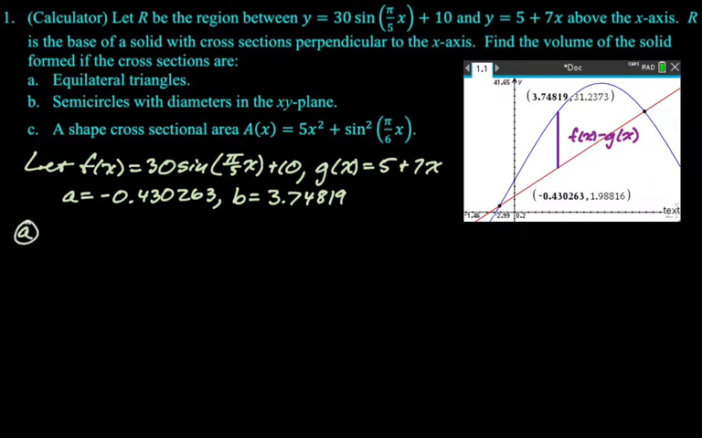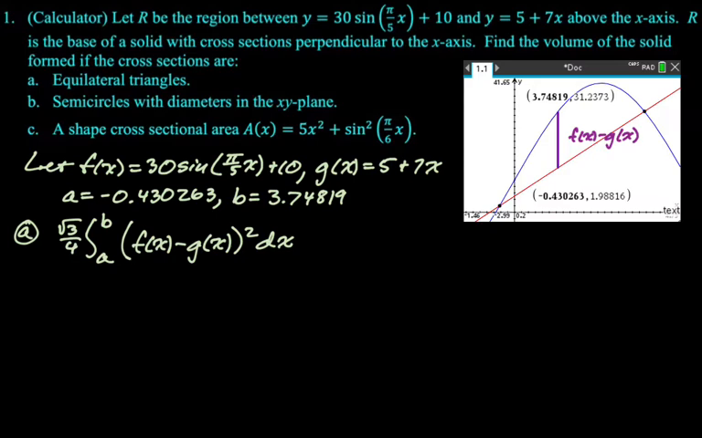So A, equilateral triangle, the area of that is root 3 over 4 s squared. I have to integrate the area of a cross section. So it's the integral of root 3 over 4 s squared, from a to b, and then it's s, which is f of x minus g of x, squared. So this is all I have to write. But I do have to write let f of x equal this, g of x equal that, a equal this, b equal that. Once I've written it, though, life is easier. I'm going to save the numerical values until the end.